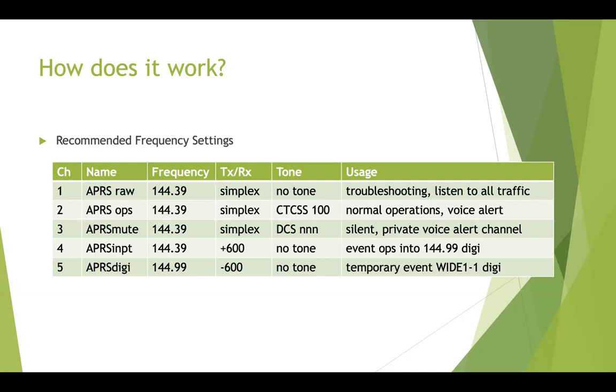and so you only hear the digipeater. The digipeater hears everything on the 144.99. So it's just kind of a setting to help reduce the congestion on that channel. Typically, those will be used for a temporary event. And I wrote down on here wide 11 digi, but I really should have put temp 11 digi, because that would be more in line with an event setting.